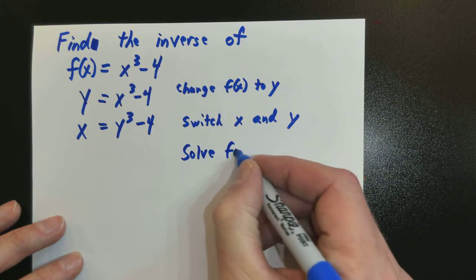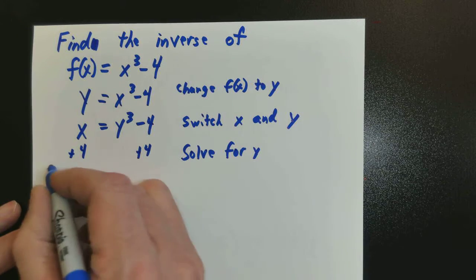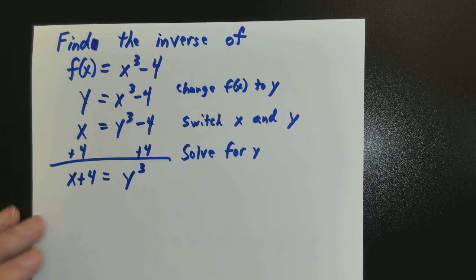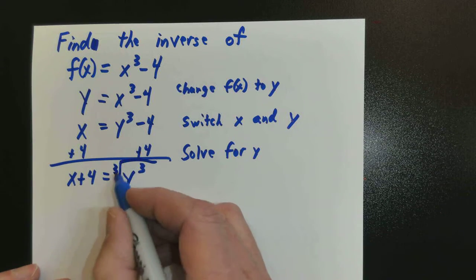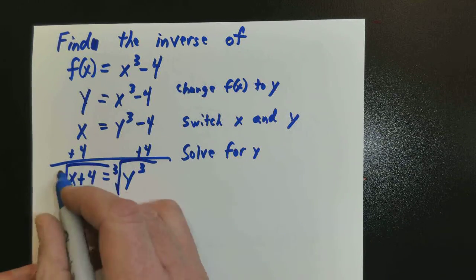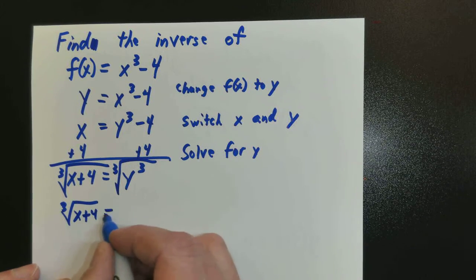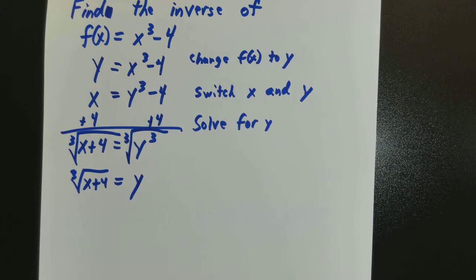So I probably need to add 4 first. I got x plus 4 equals y to the third power. Quinn? Take the cube root of both sides. That's an inverse function of the third power. Good. So I got the cube root of x plus 4 is equal to y. We've solved it for y. And the cleanup step, the finishing step here.